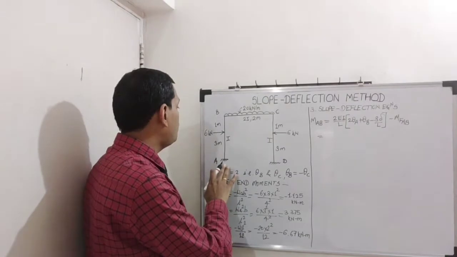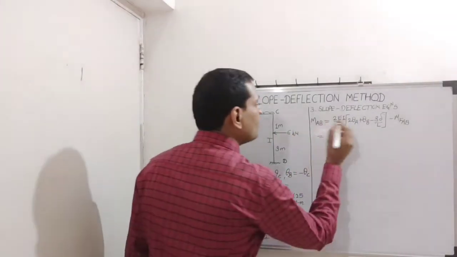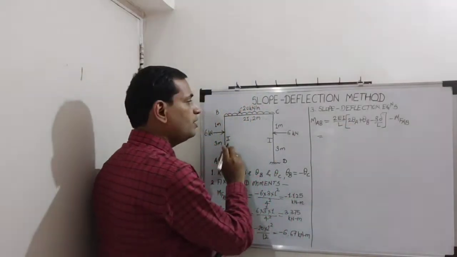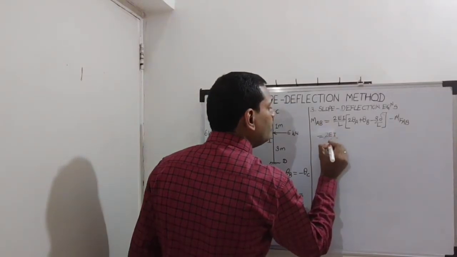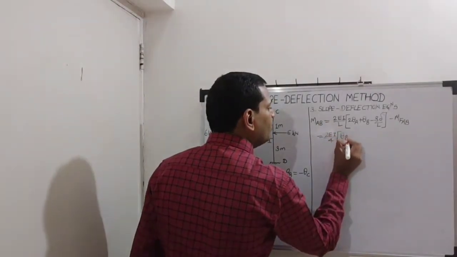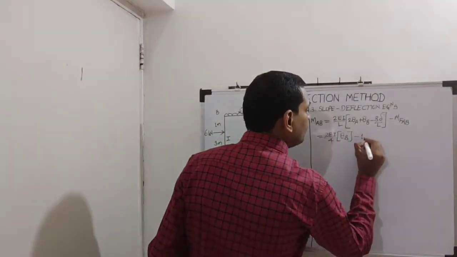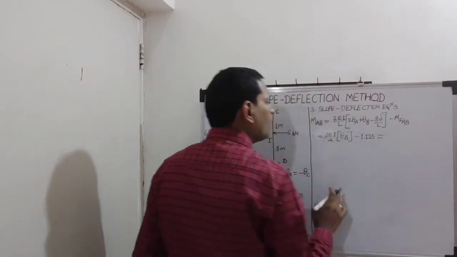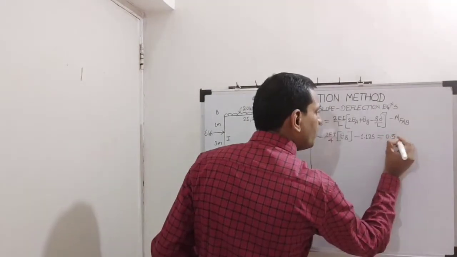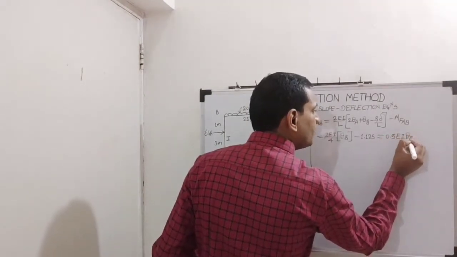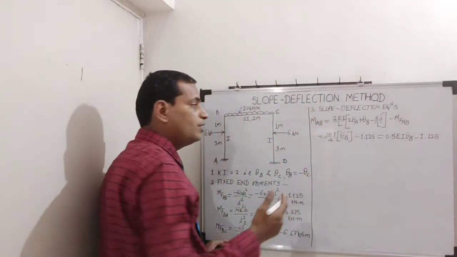So there is no rotation, no theta value. There is no sway of the frame, so delta is 0. The I value for the column is 1I. L is 4. So 2EI by 4 into bracket theta B. MFAB is 1.125. So overall the equation is 2EI by 4, which is 0.5 EI, so 0.5 EI theta B minus 1.125. So the first equation is over.